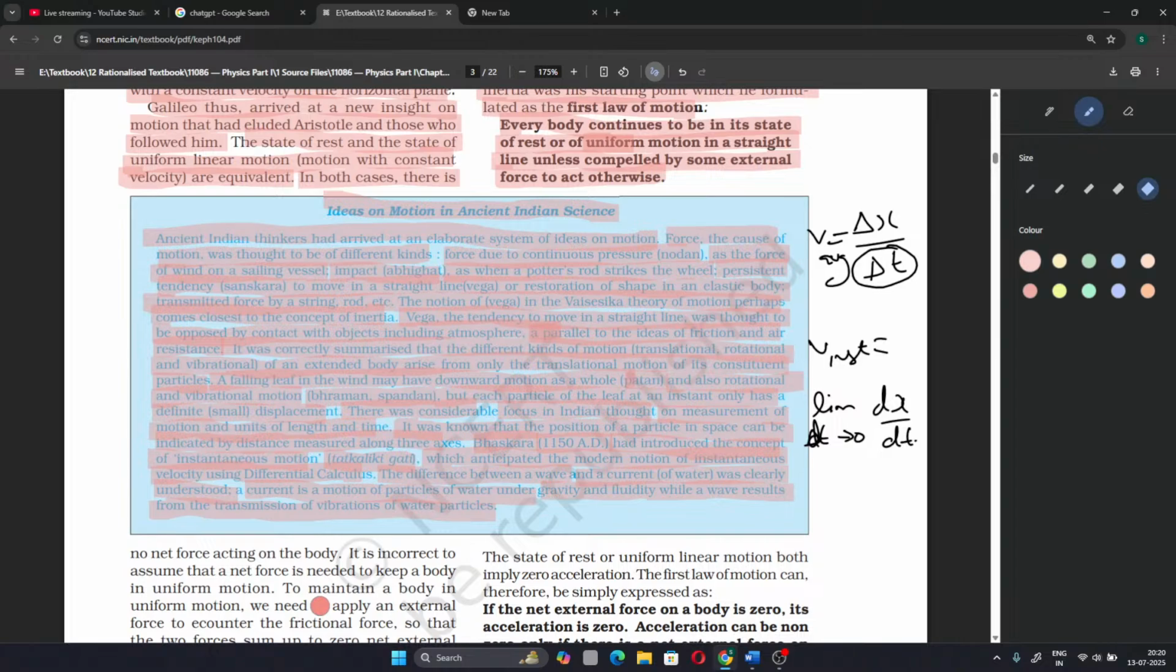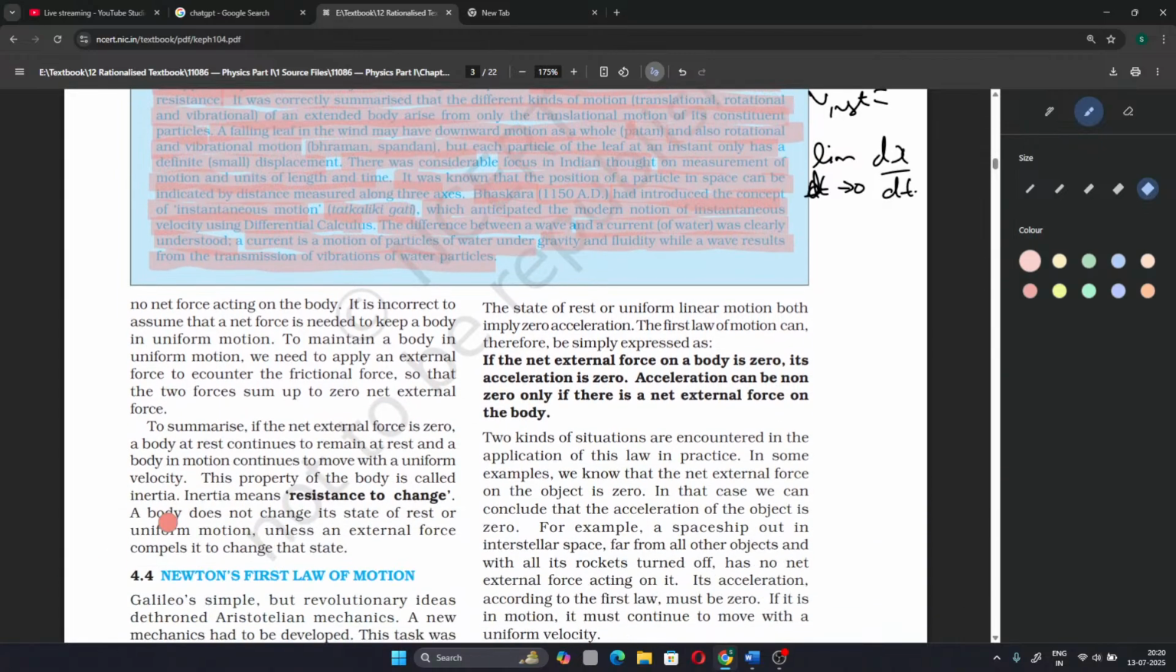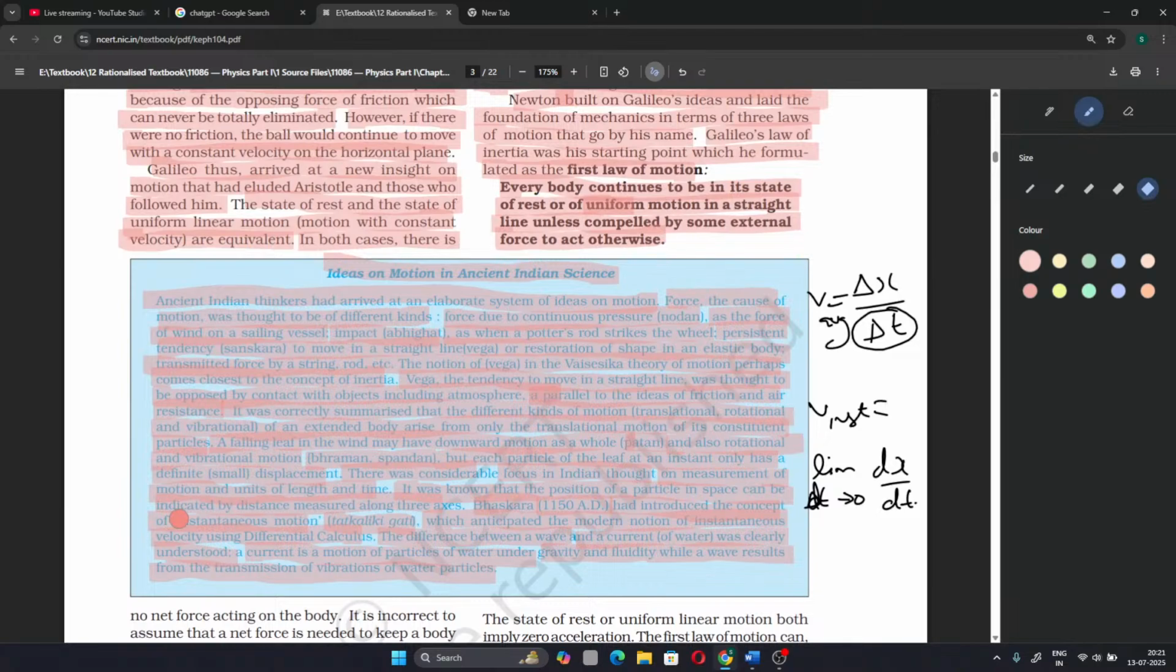When we throw a stone into a calm lake, we see many kinds of ripples, basically waves in the water. The difference is that a current is due to continuous, one directional flow of particles, but a wave is different from a current. A wave is a transmission of vibration of water particles. Okay, that is basically the ideas on motion in ancient Indian science.